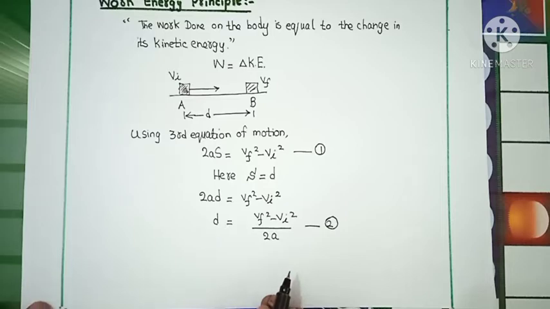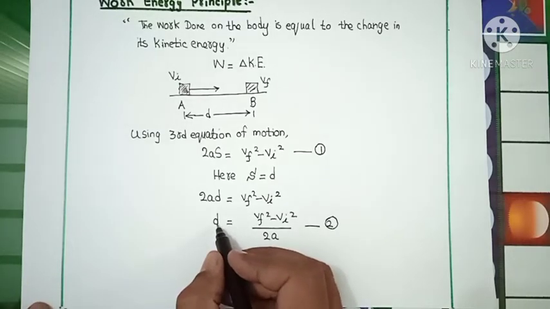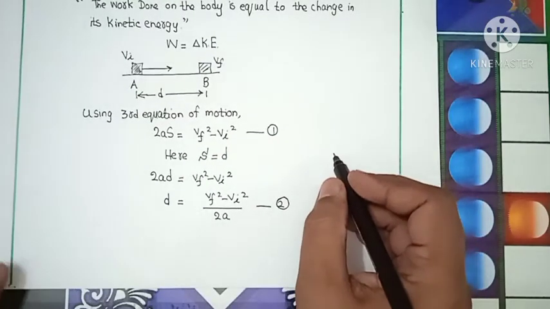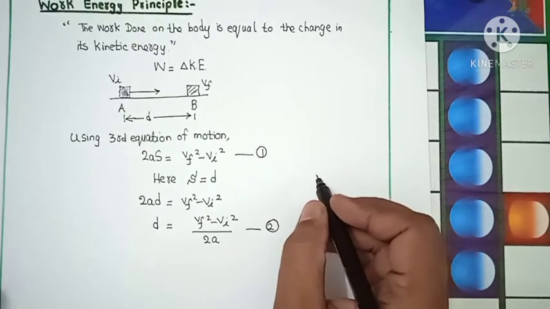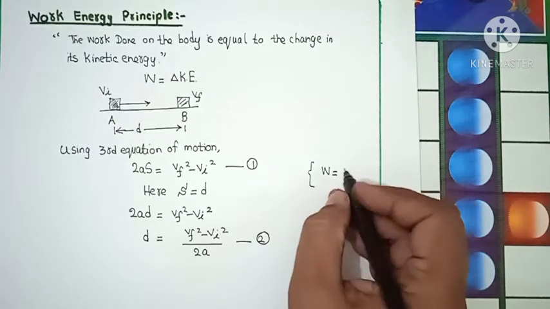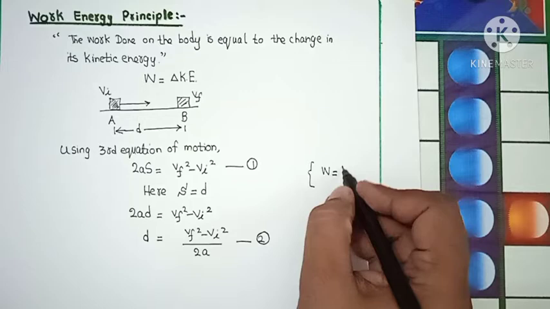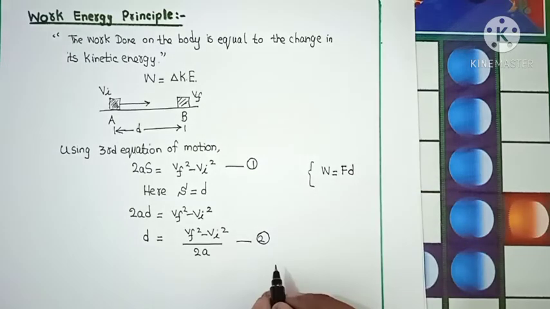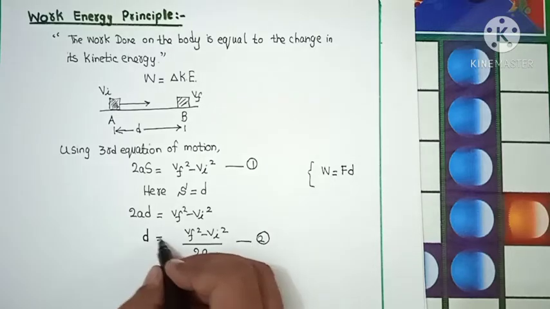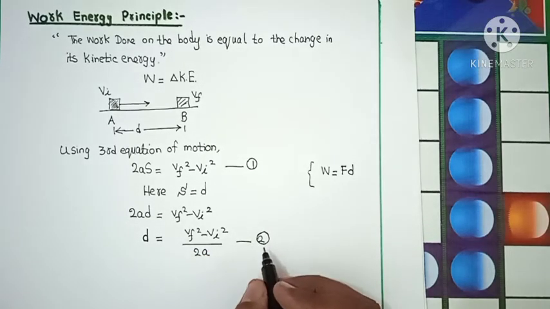Dear students, why do we find the value of D? Because you have to find the work done, and work done is equal to the product of force and distance. So distance is calculated by equation number 2. Moving on to the next page.